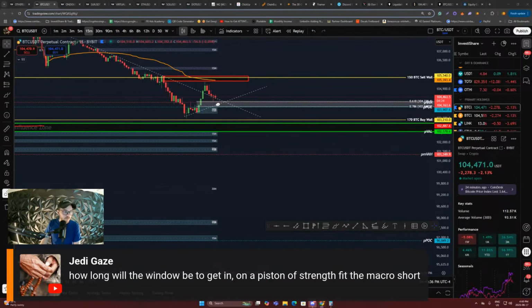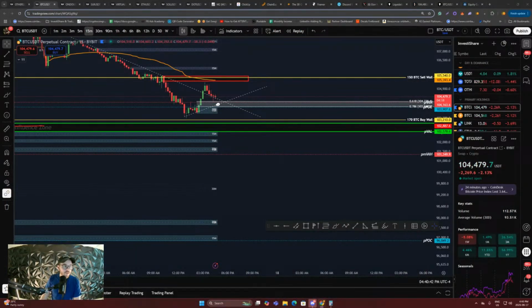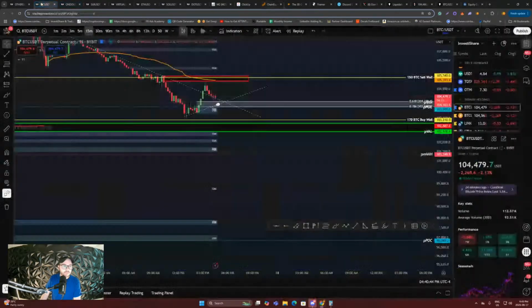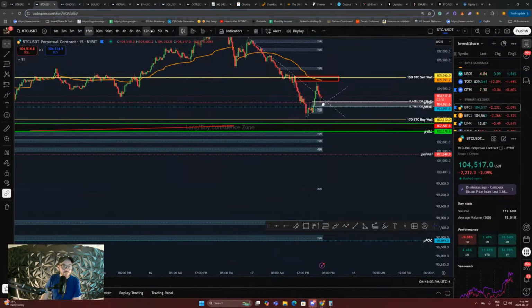How long will the window be to get in on the position of strength to fit the macro short? So that's a good question too. So here we normally have, let me just look at these tops here, because I don't technically know the full answer to that. It's probably like 2 weeks. So we got to this high, this high, this high. I'm sorry, just find that answer for you so I can give it to you.